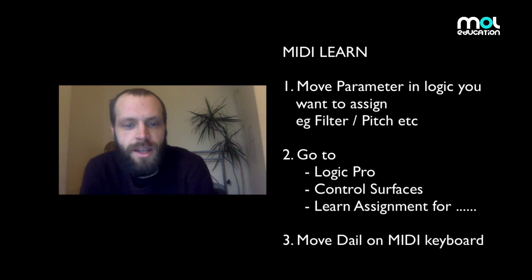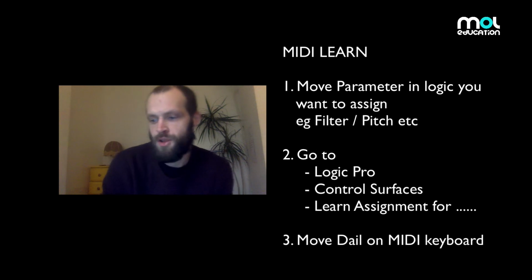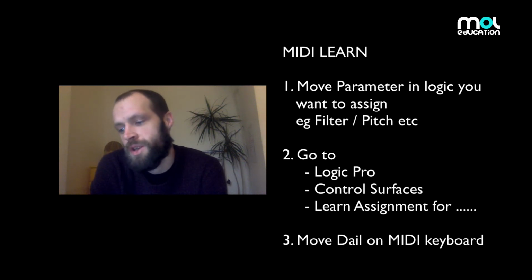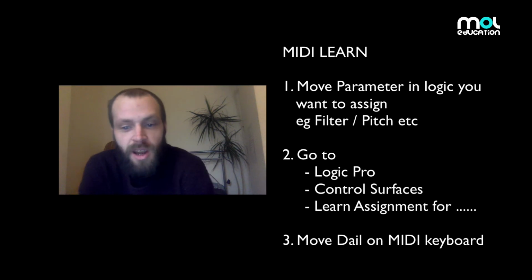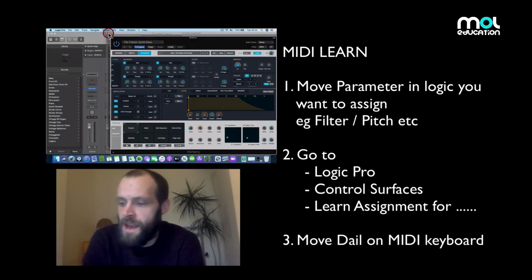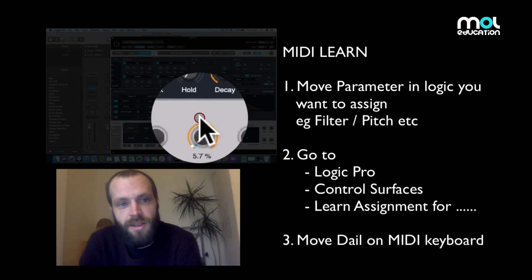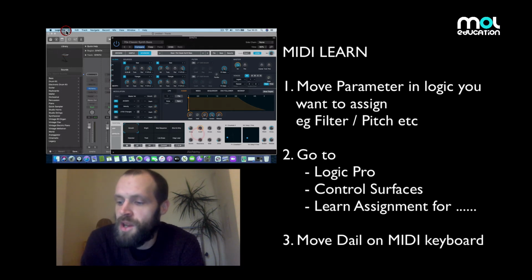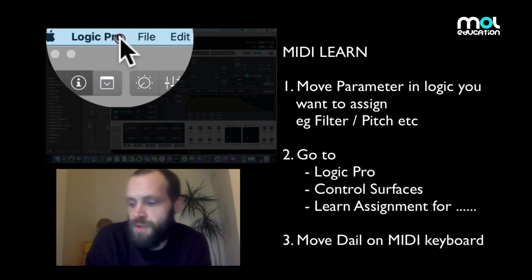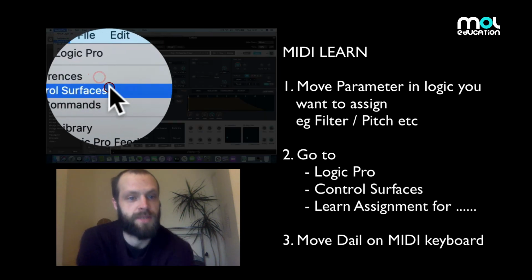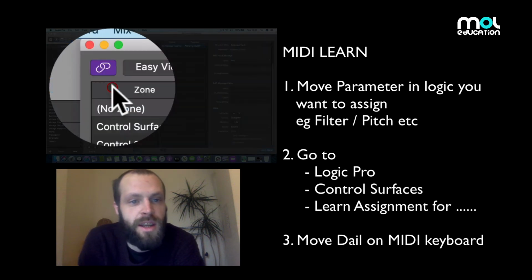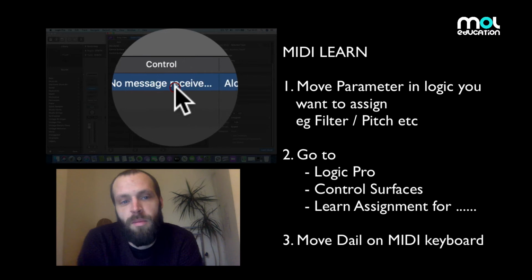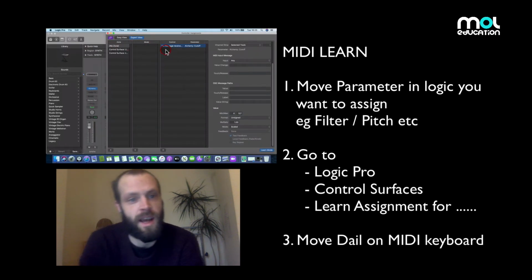Okay, right, so we're going to do a quick recap on everything we've just gone over in terms of learning MIDI to dials on the keyboard. So first of all, what you need to do is select which parameter in Logic you want to learn, and then you do some sort of movement in Logic with that. So flick it up and down just so it's the last thing that you've moved or pressed, and then Logic remembers that. Then once you've moved the parameter you want to learn, you go up to the top left, you press Logic Pro, go to Control Surfaces, and then you want to hit the Learn Assignment for, and depending on what button you've selected or moved last, the variable will change.